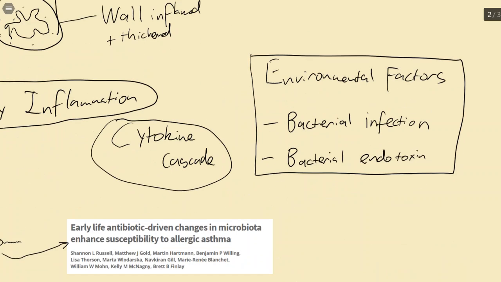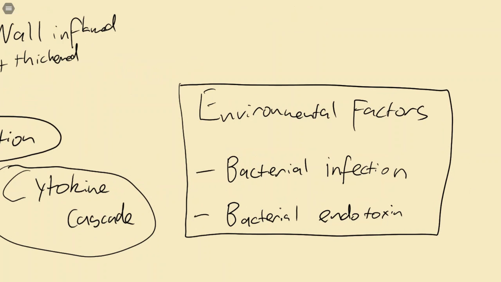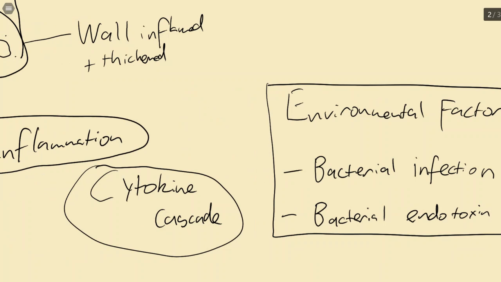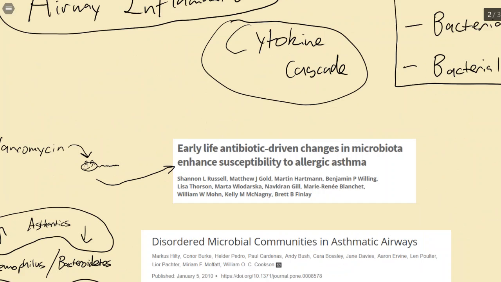Inflammation of the airway can be triggered by a large range of environmental factors, some of which involve bacterial infection or bacterial endotoxin, which are often present in house dust, for instance. Bacterial endotoxins can trigger cytokine cascades, resulting in an inflammatory response, triggering asthma. So since we all harbour bacteria in our gut and lungs, and since we're all exposed to these factors, why do some individuals have asthma while others do not?